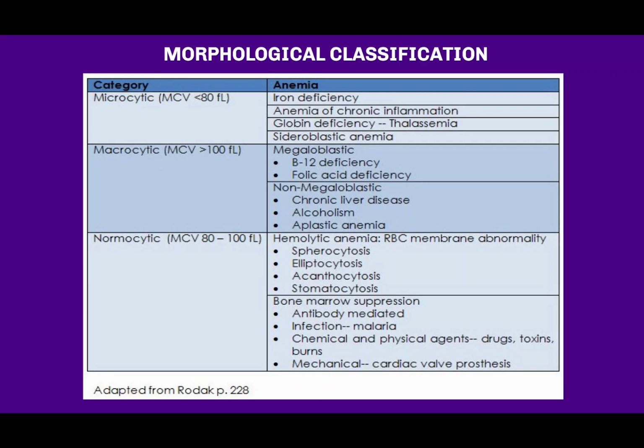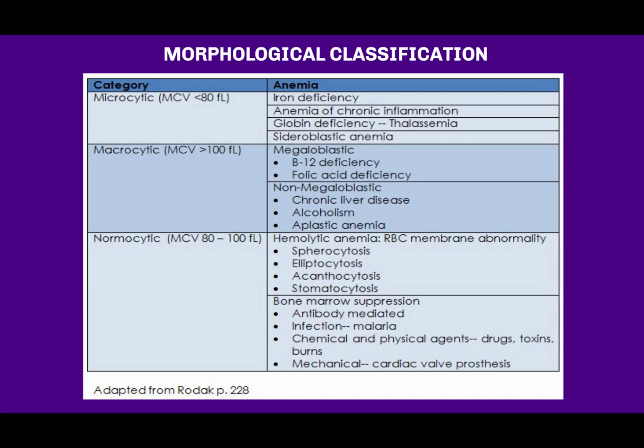Macrocytic red cells can be caused by megaloblastic anemia, which is deficiency of B12 and folic acid, or it can be non-megaloblastic, which occurs in patients with chronic liver disease, alcoholism, or aplastic anemia. Normocytic red blood cells can occur in patients with hemolytic anemia, spherocytosis, elliptocytosis, acanthocytosis, stomatocytosis. All these are part of the spectrum of causes in hemolytic anemia.